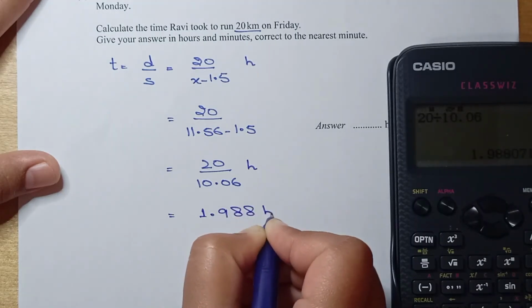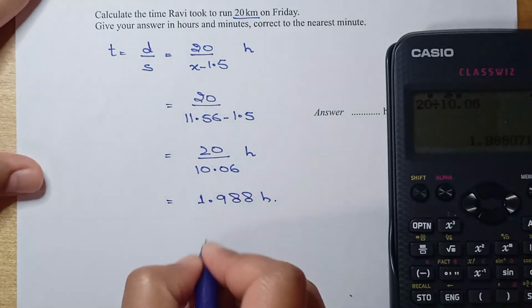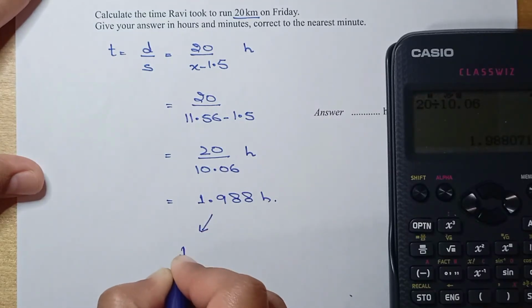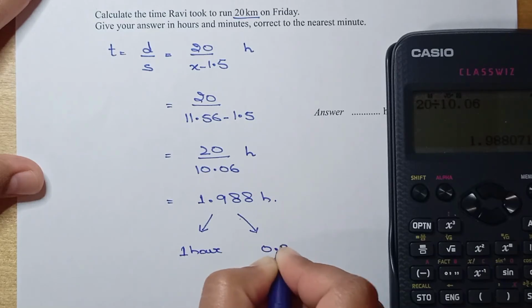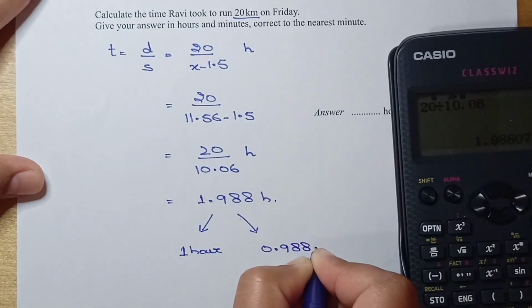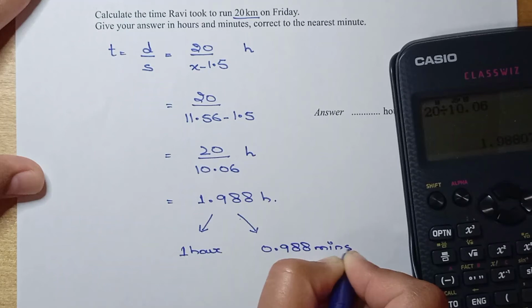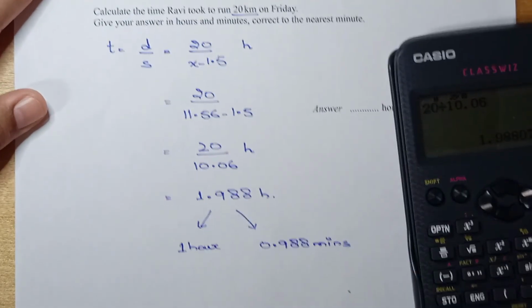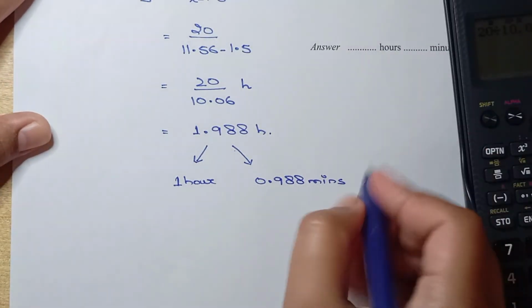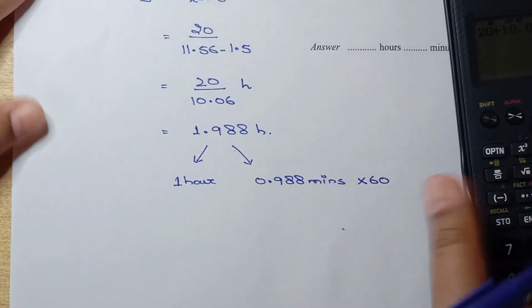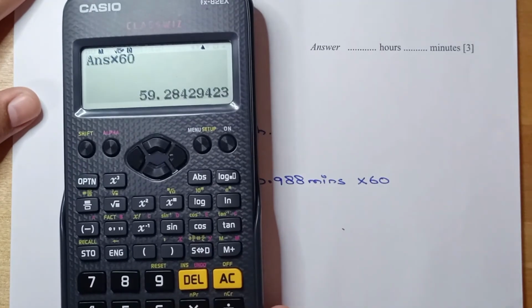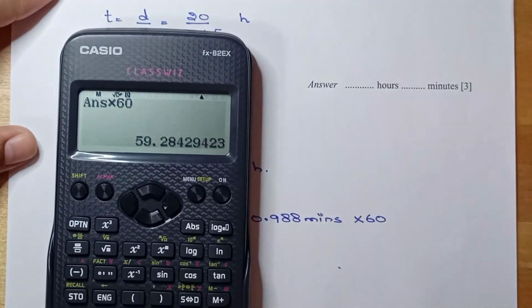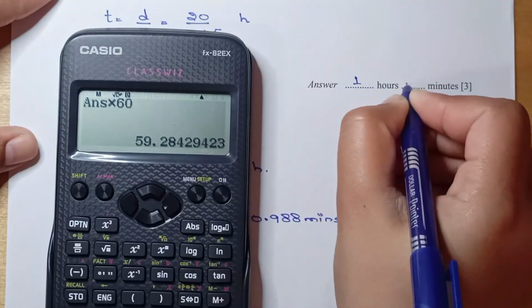1.988 hours. So this means the time is equal to 1 hour and 0.988 hours. We need to convert this into minutes by multiplying by 60. So subtracting 1 and then multiplying by 60, we have 59 minutes. So the total time is 1 hour 59 minutes.